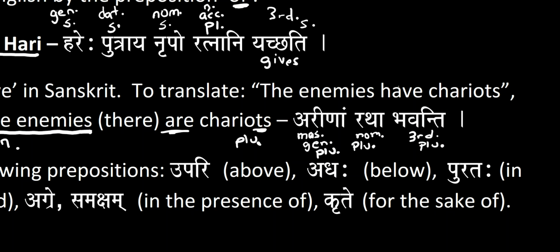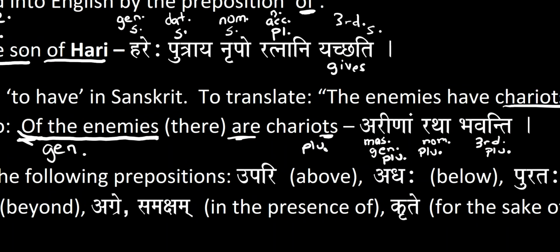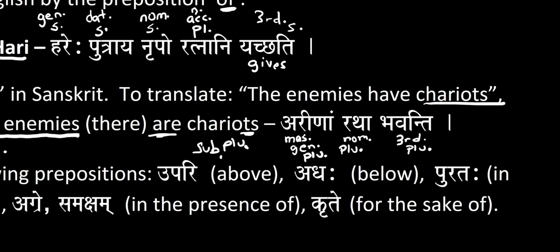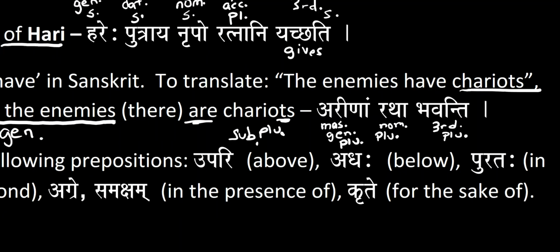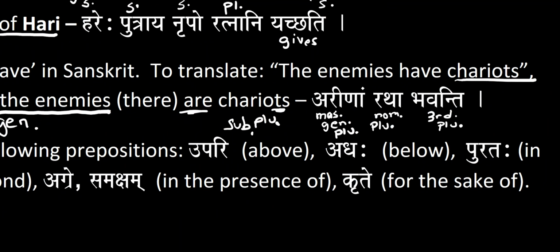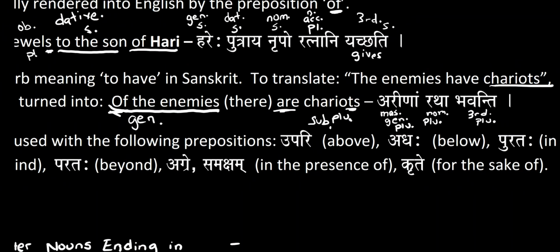So there are chariots. So in this scenario, the enemies have chariots. The chariots appear to be the object in the sentence, but when you're converting it into there are chariots among the enemies, or of the enemies there are chariots, the chariots in this case is actually the subject. So that is why it is represented by the nominative case here, rathaha. What goes in the genitive case is of the enemies because it belongs to the enemies. So that's why you have arinam. So that's how you have arinam ratha bhavanti, for of the enemies there are chariots.